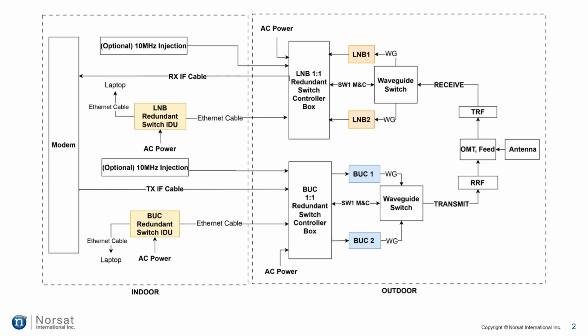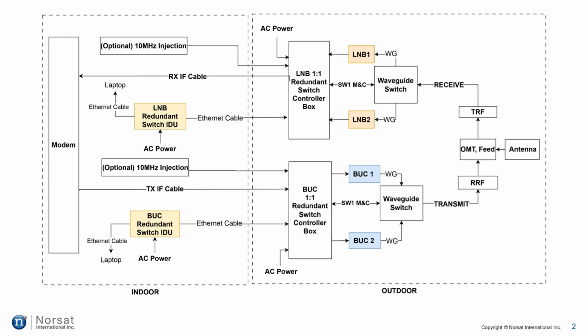After passing through the waveguide switch, the filtered signal is sent to one of the two low-noise block converters, LNB1 or LNB2. These LNBs amplify the weak satellite signal and convert it from a high-frequency RF signal to a lower intermediate frequency, IF, signal for further processing. To ensure continuous operation, a one-to-one redundant switch controller box is used to switch between LNB1 and LNB2 in case of failure. Finally, the processed signal travels through the RxIF cable to the modem for demodulation and further processing.